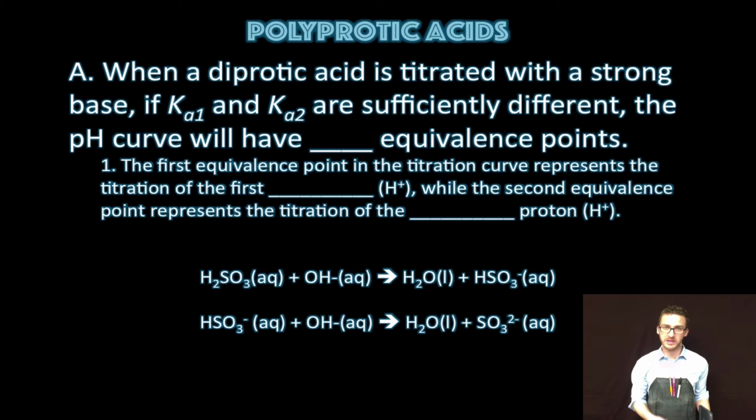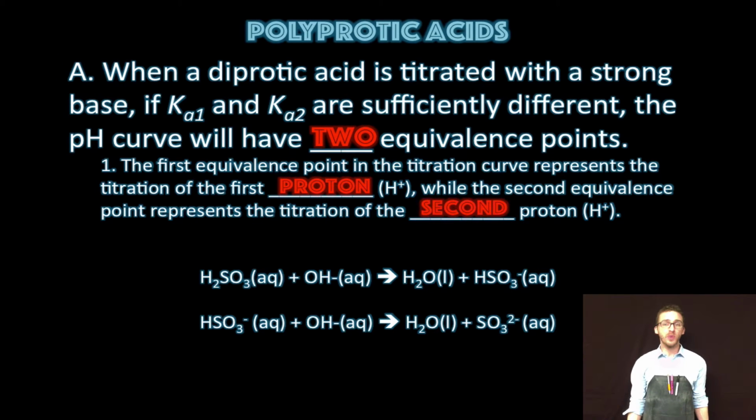If we are titrating a diprotic acid, for example, with a strong base, and the Ka1 and Ka2 values are sufficiently different, the pH curve is going to have two equivalence points. The first equivalence point will represent the titration of the first proton, and the second equivalence point will represent the titration of the second proton. We're going to use the example of sulfurous acid, H2SO3. When we react it with a strong base, hydroxide ion, we're going to form water and HSO3-, the hydrogen sulfite ion.